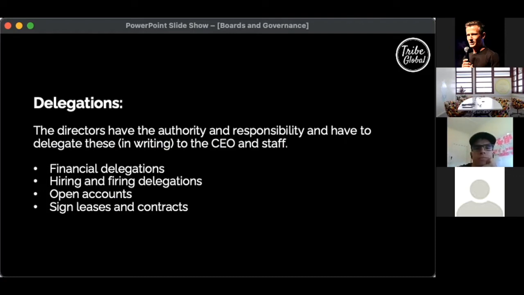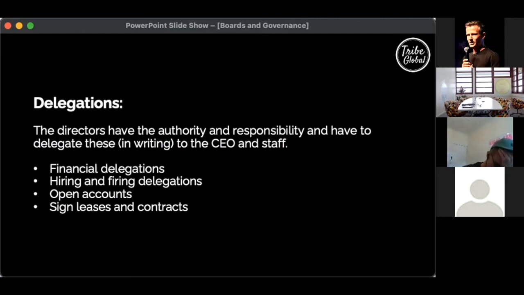Who can open accounts? Who can sign legal documents? Who can sign a lease agreement? Who can sign a supplier agreement? Technically under the law, if you don't have this, certain employees that sign things or sign up to subscriptions are often doing it without the legal authority to do it. So it's really important you have all of this documented.